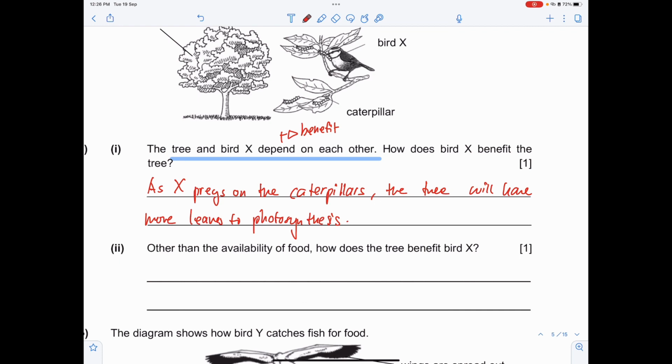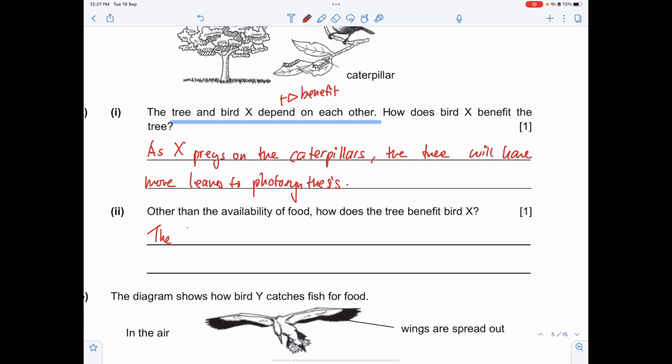And no, it's not reproduction in this case. So some of you were thinking, oh, nest, is it reproduction? No, it's not. Reproduction is, for example, the bird will have attractive, colorful feathers to attract the opposite sex of the birds. So the tree provides shelter for the bird eggs.